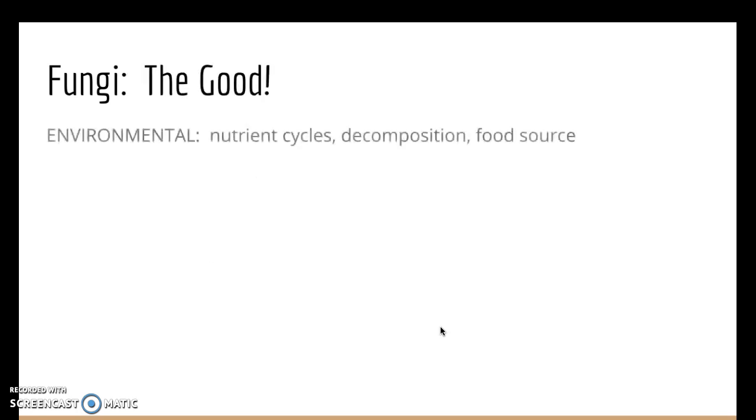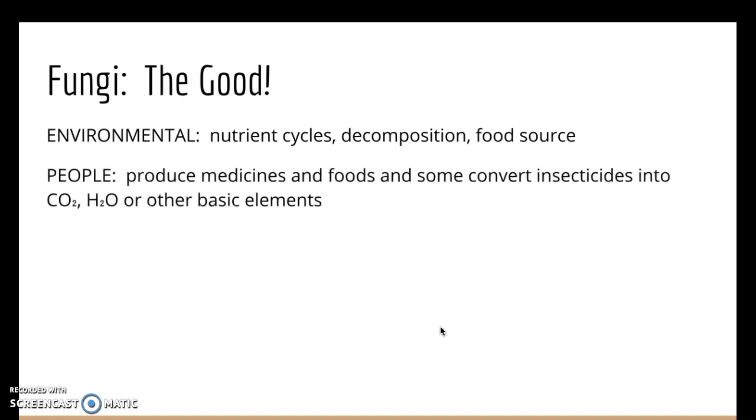All right, the good things with fungi: environmentally, they do cycle nutrients. They're part of the decomposer part of a food web, decomposition, and they are an excellent food source if you like to eat mushrooms. For people, fungi can be used to produce medicines and foods, and some of these fungi can actually convert insecticides, which can be bad things, into basic elements like carbon dioxide, water, or others. So it's really important to know that fungi play a good role in the environment too.